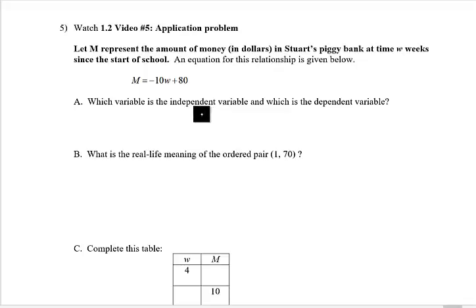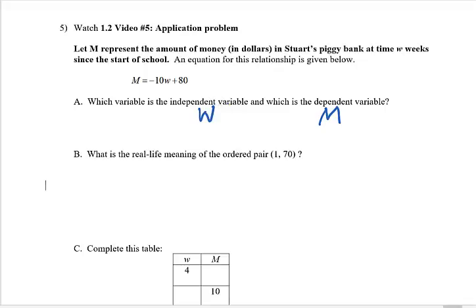First question. We have W, we have M. Which one is the independent variable and which is the dependent? Now you could think this through the way we did in the last lesson. It does make sense to say the amount of money he has depends on how much time has passed. It does not make sense to say the amount of time that has passed depends on how much money is in his bank. So just from that, I know that the dependent variable is the money, the M, and the independent variable is the W, the weeks.